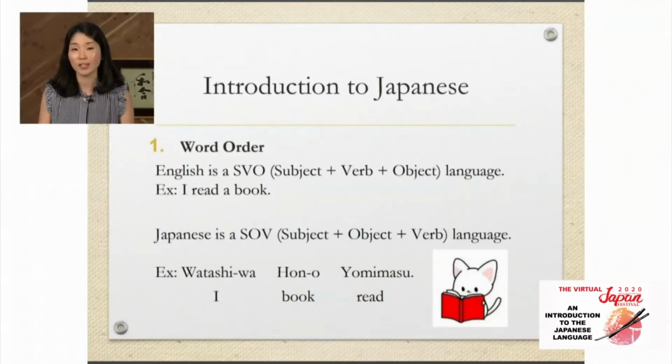Now, English is an SVO language. So you have the subject and then verb and then object at the end. So when you say, I read a book.